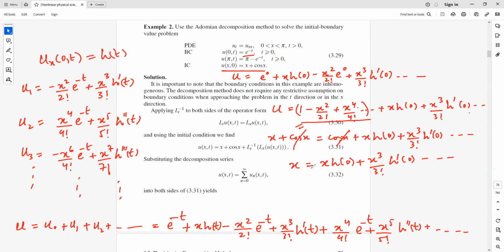Now we can compare the coefficients. So the coefficient of x is 1 here, so h of 0 is 1 and all other coefficients will be 0. Therefore, h prime, h double prime and so on, they are equals to 0. Therefore, we can conclude that the function h of t is simply equals to 1.